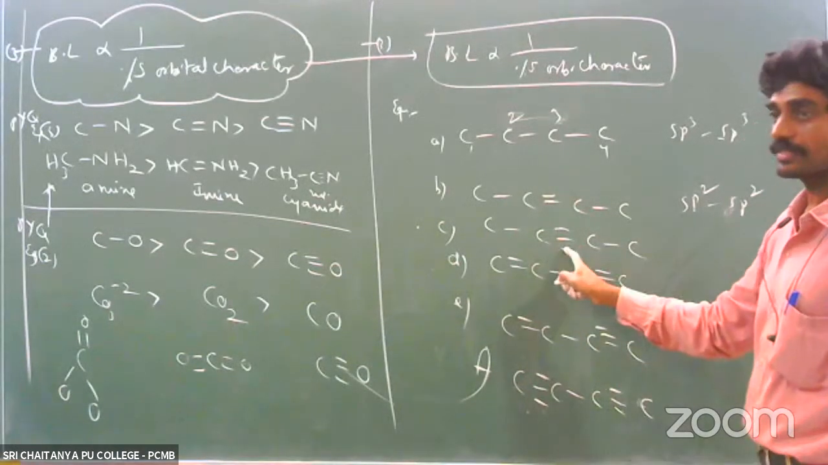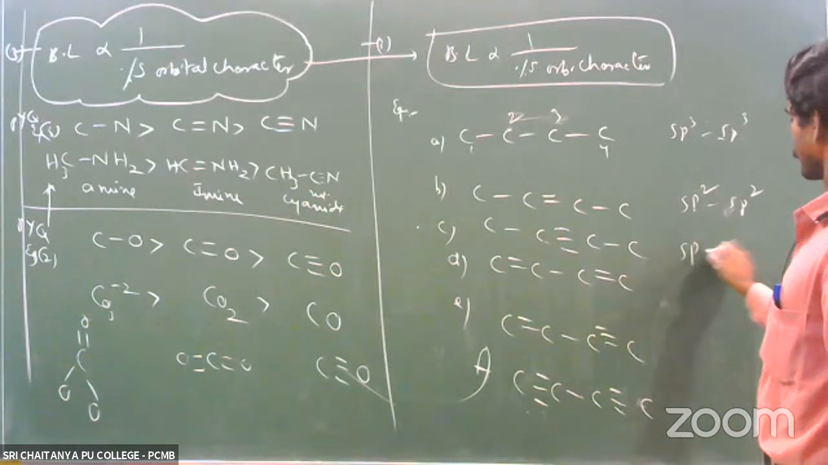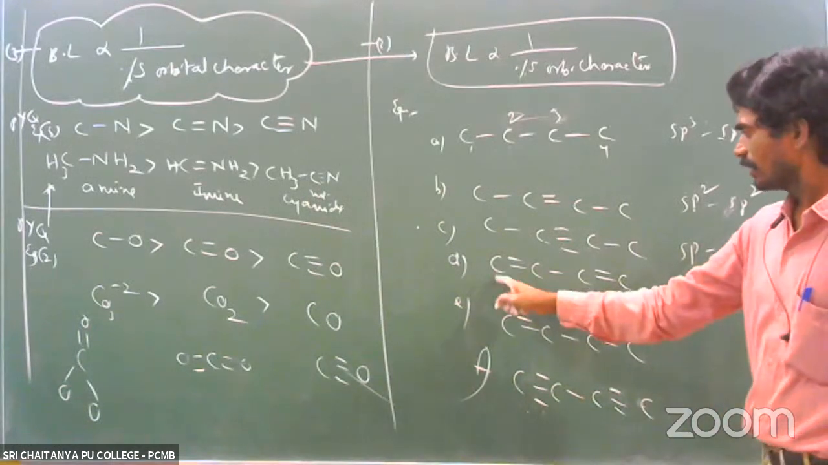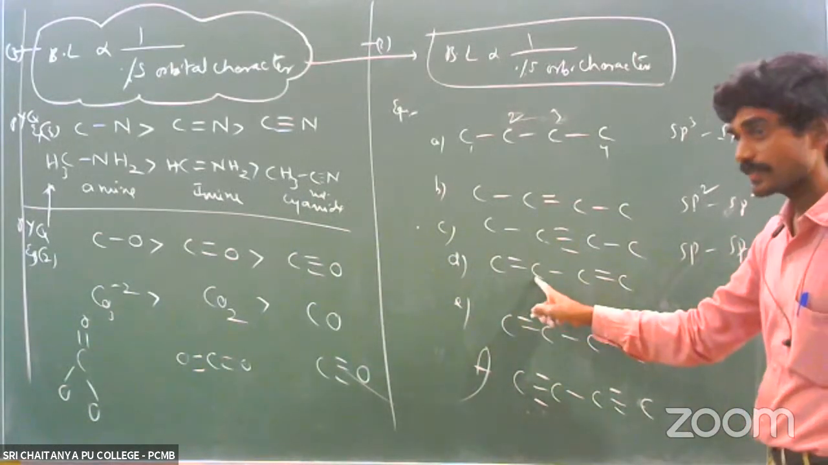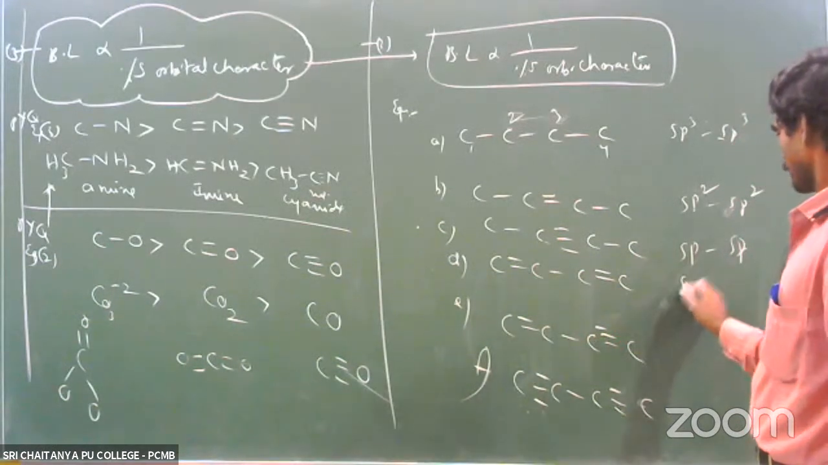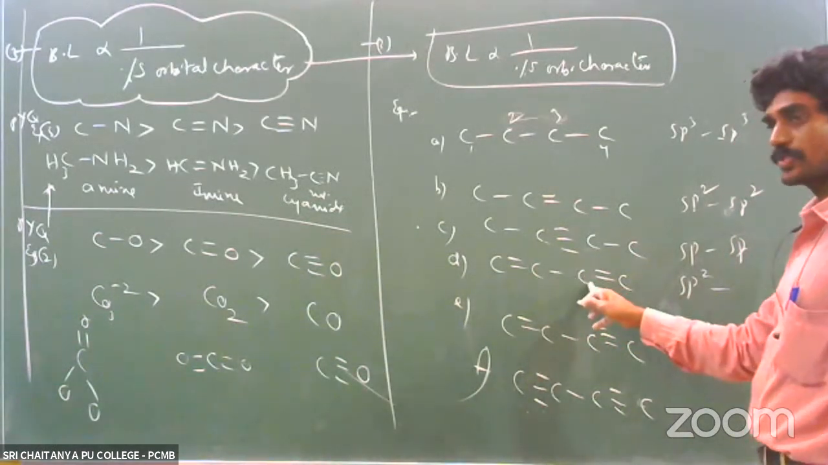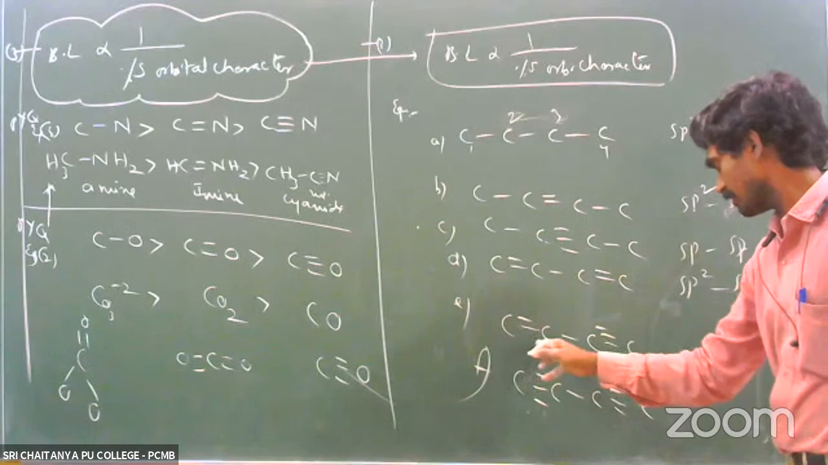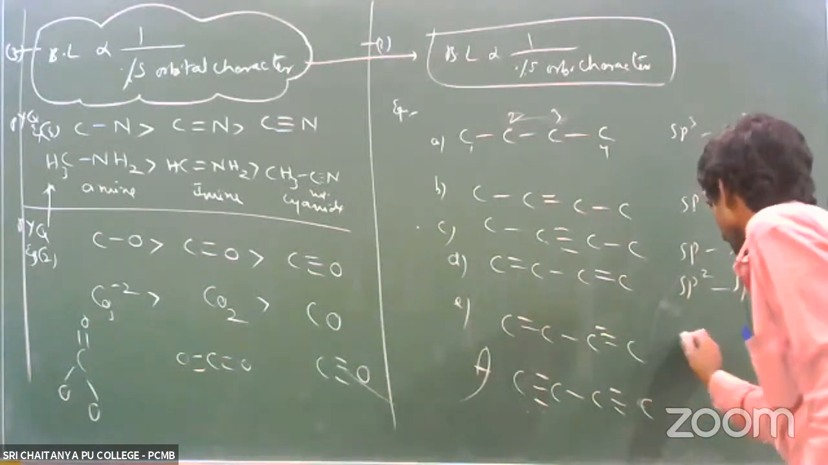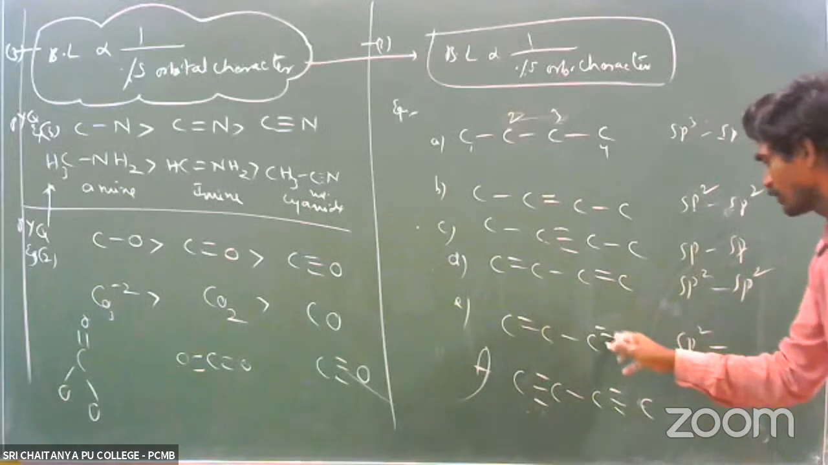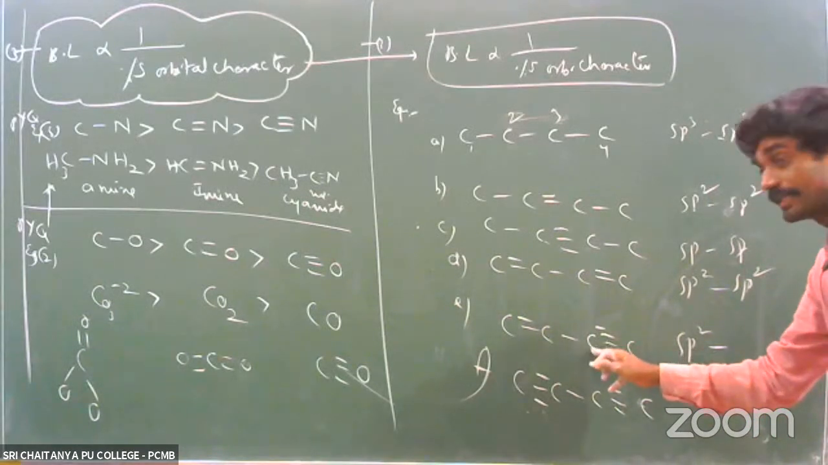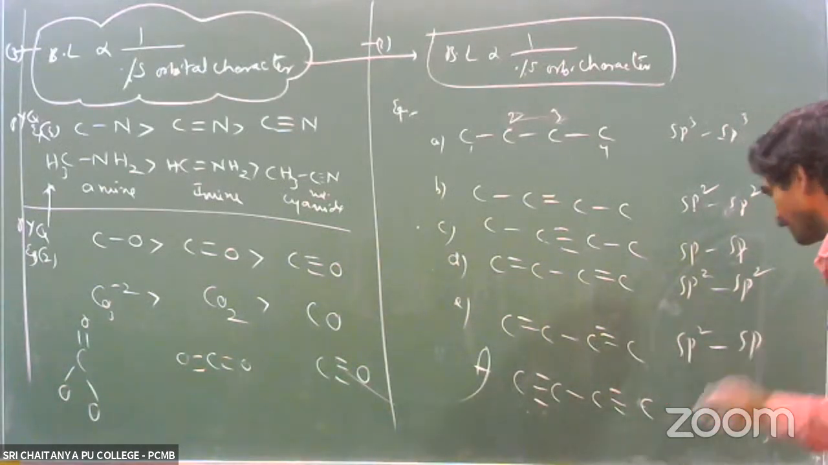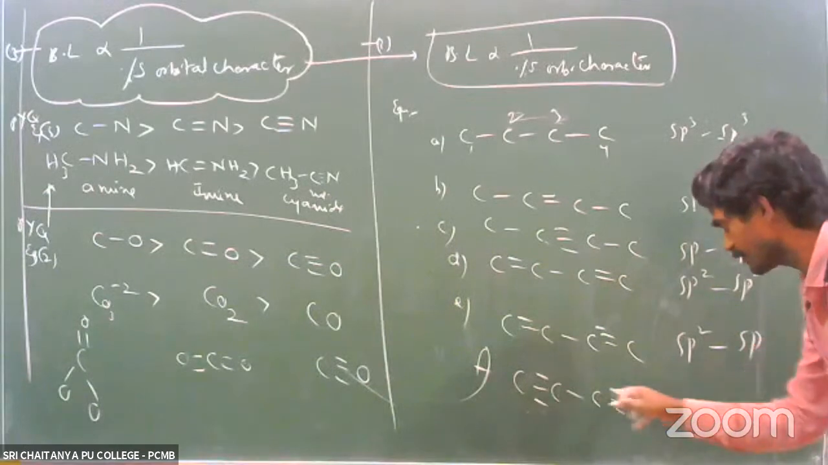What about this one? Two pi bonds are there, which means the second carbon is sp. This also has two pi bonds, so sp. Next, here this is sp2. This is also sp2 because this carbon also has a pi bond. The second carbon is sp2 and the third carbon is also sp2. Next one: this carbon has one pi bond, sp2. This carbon goes sp2, and this has two pi bonds, so sp. And here also sp, because two pi bonds means sp.